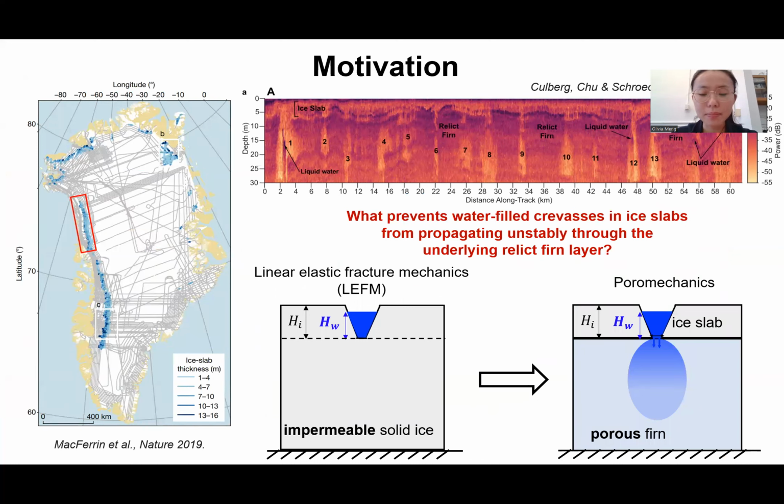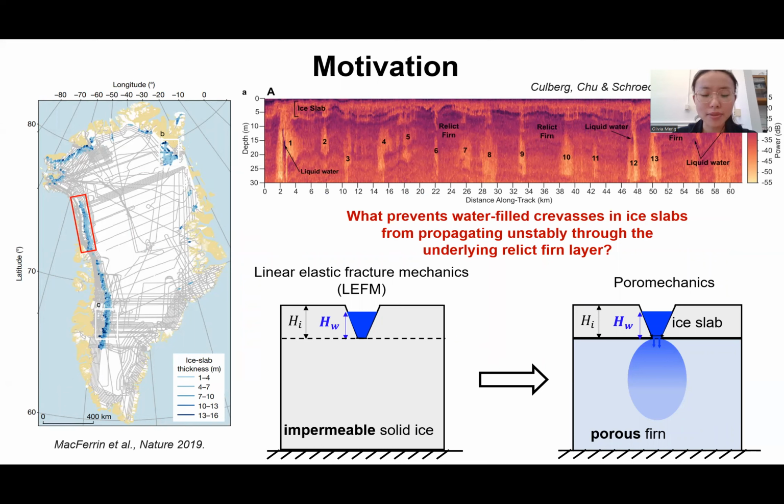In recent decades, meltwater runoff has accelerated to become the dominant mechanism for mass loss in the Greenland ice sheet. In the left figure, the blue color shows the distribution of ice slab thickness. The expansion of refrozen ice slab in Greenland has been believed to increase surface runoff, building on the assumption that ice slabs are impermeable.